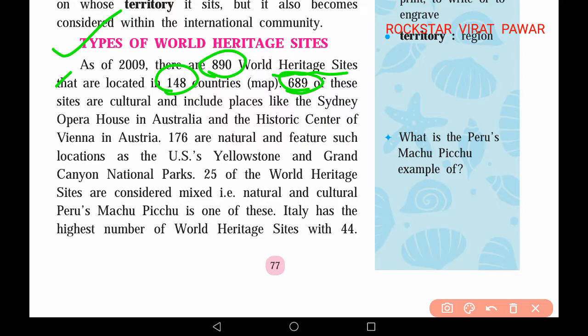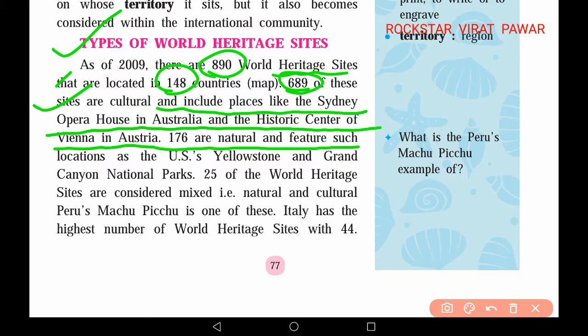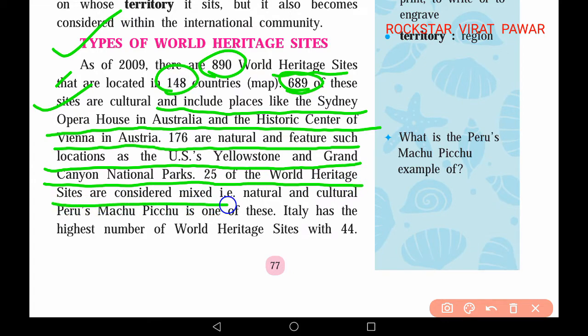689 of these are called cultural and include places like the Sydney Opera House in Australia and the Historic Center of Vienna in Austria. 176 are natural and include features such as the US Yellowstone and Grand Canyon National Parks. 25 of the World Heritage Sites are considered mixed, that is natural and cultural. Peru's Machu Picchu is one of these.